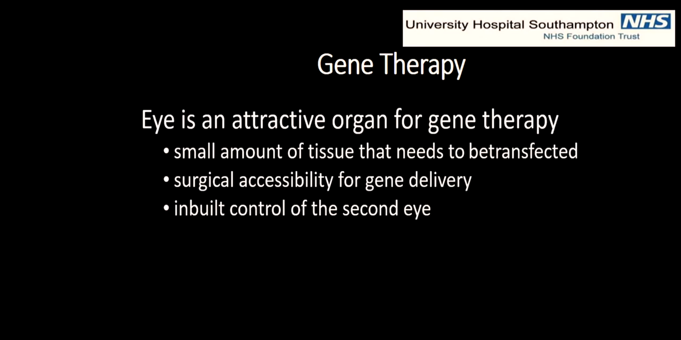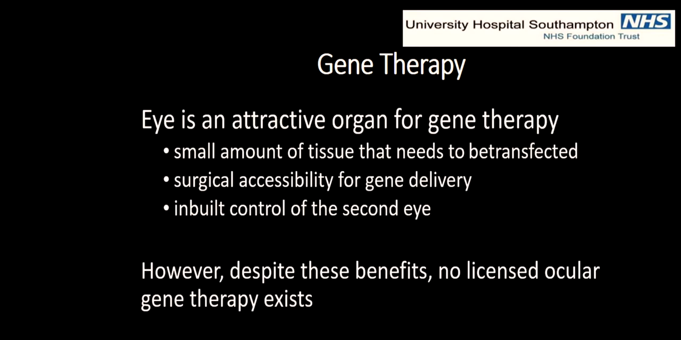Just a couple of things before we talk of gene therapy. The eye is a unique organ in itself, and it gives you an opportunity to study gene therapies very closely. You don't need a huge amount of tissue to transfect. You can monitor your surgical results and follow them up. And nature has given you a second control in the contralateral eye. However, in spite of all these benefits and newer imaging techniques, which give you almost histological sections, there is as yet no licensed ocular gene therapy. The reasons, we know, are that it is costly, and it's not as easy as we talk about it.